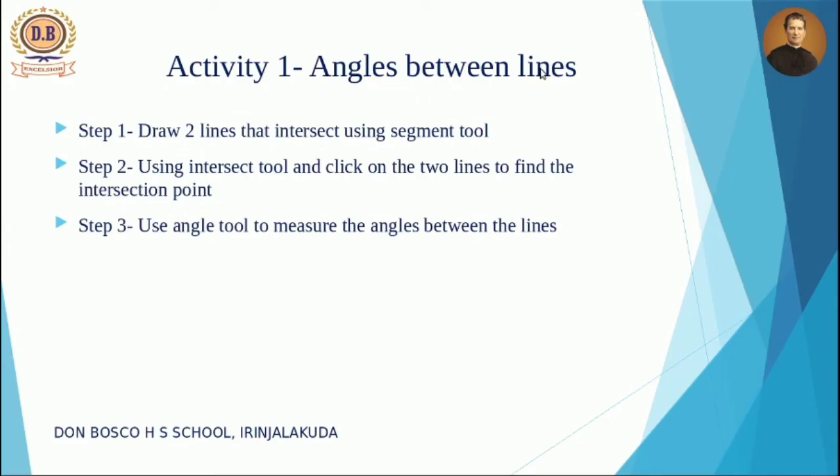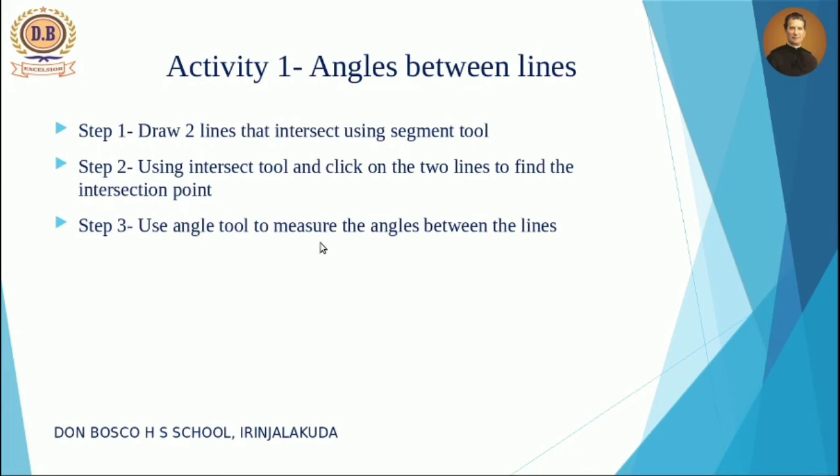So our first activity was angles between lines. How did we measure the angles between the lines? For that, first of all, we have to draw two line segments that intersect each other using the segment tool. After that, using the intersect tool, we have to find the intersecting point of those two lines. How to find the intersecting point of two lines? We have to click on the first line, then click on the second line, then the intersecting point will be visible.